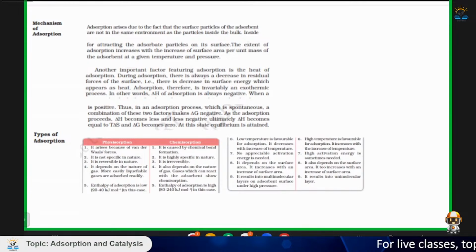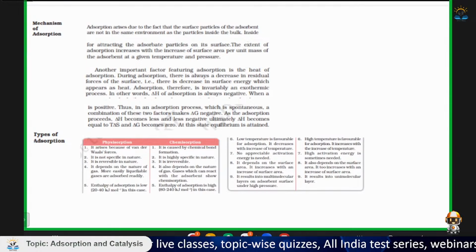Physisorption is a multilayer process, so adsorption extends like multiple layers. Chemisorption is a unilayer process. Physisorption results in multimolecular layers on the adsorbent surface under high pressure. High pressure, more layers; low pressure, fewer. Chemisorption results in a unimolecular layer.